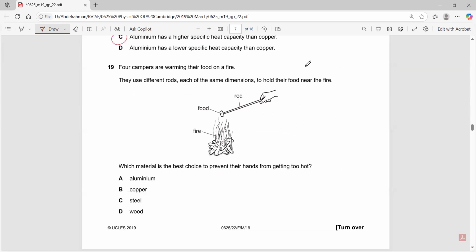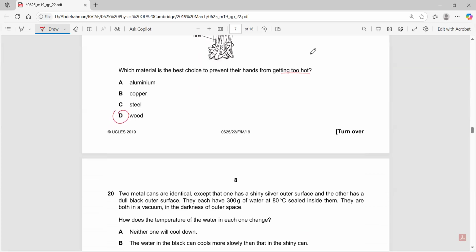4 campers are warming their food. Which material is the best choice to prevent their hands from getting too hot? The rod. It should be a non-metal. It has to be a non-metal, an insulator.